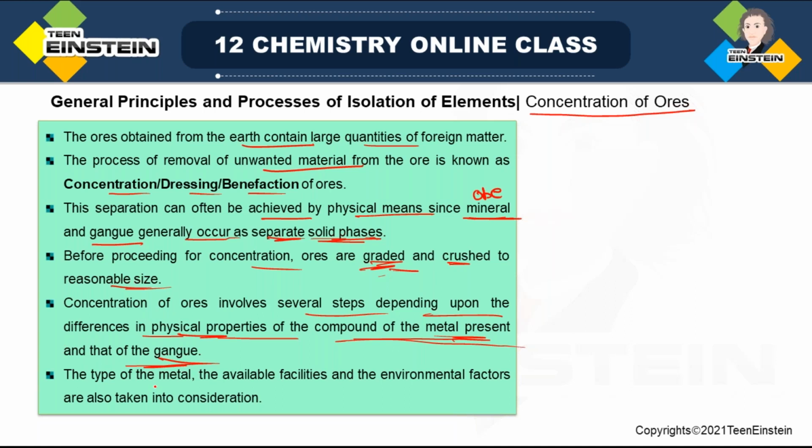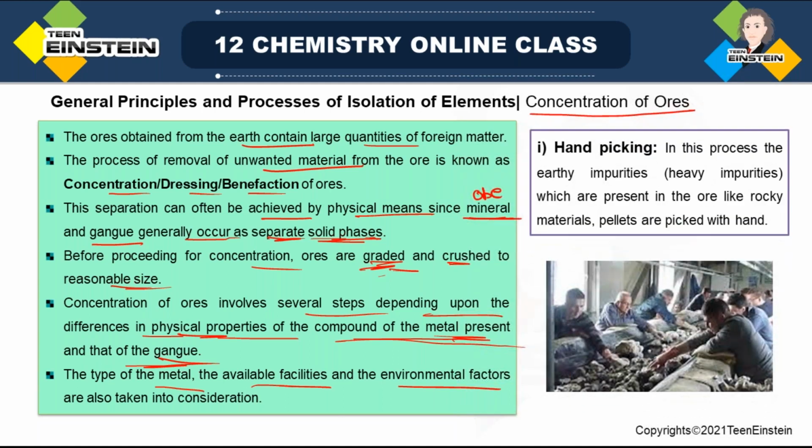The type of the metal and the available facilities are also very important. Though different principles are there, when we are actually doing this in practice, it is not necessary that all the facilities will always be available. So depending on the available facilities, and considering the environmental factors, we have to choose those processes which do not create a very high amount of pollution in the environment. So all these points we have to keep in mind.